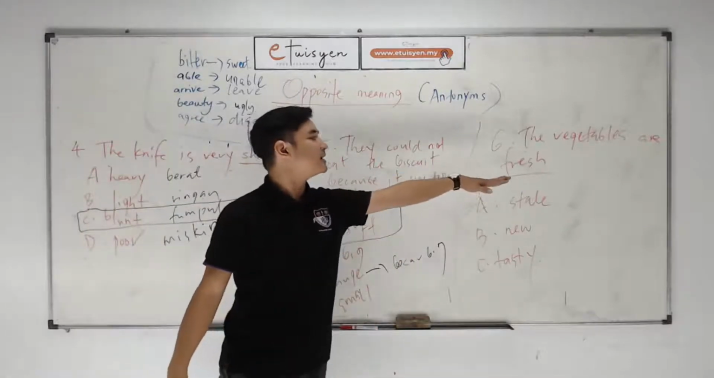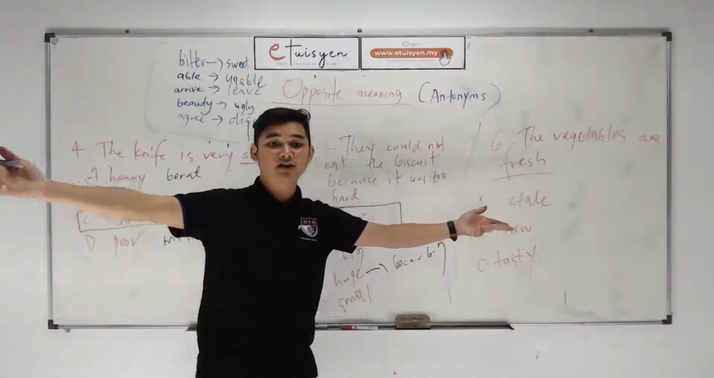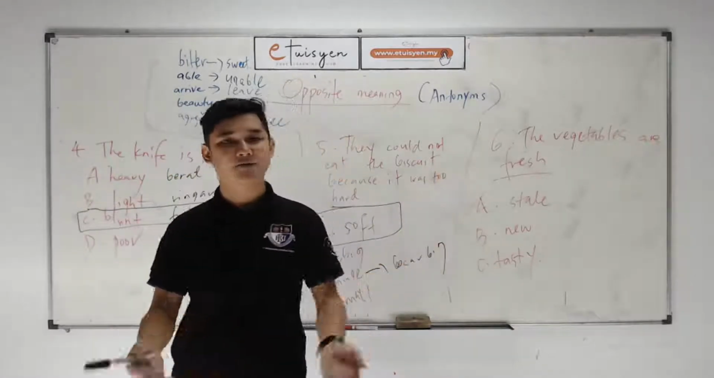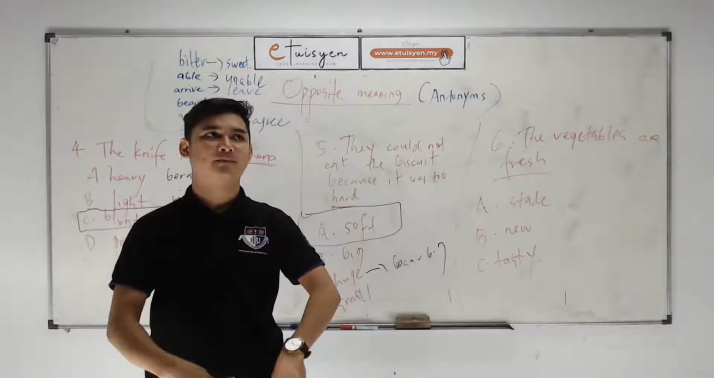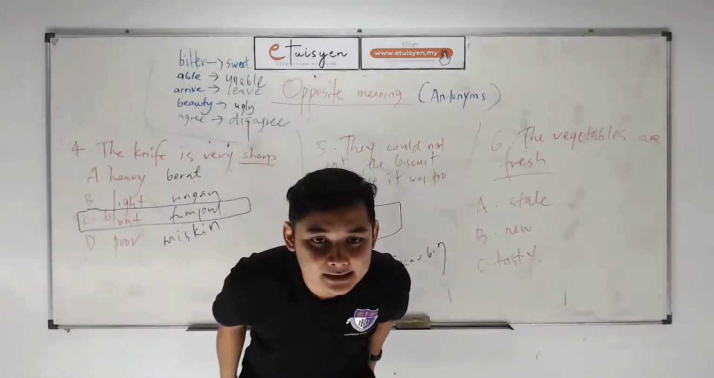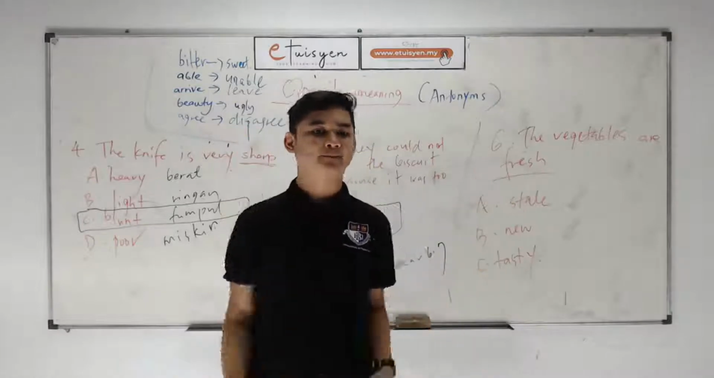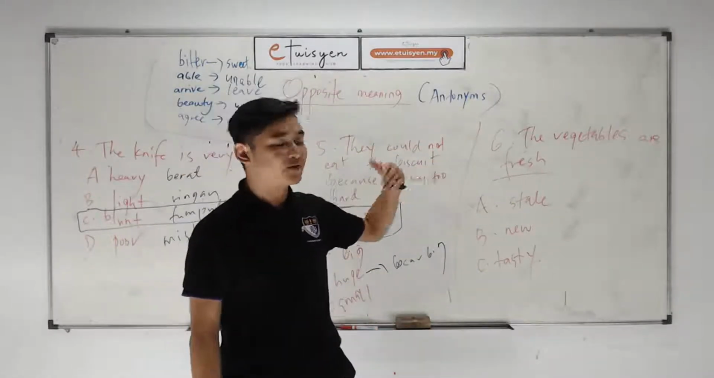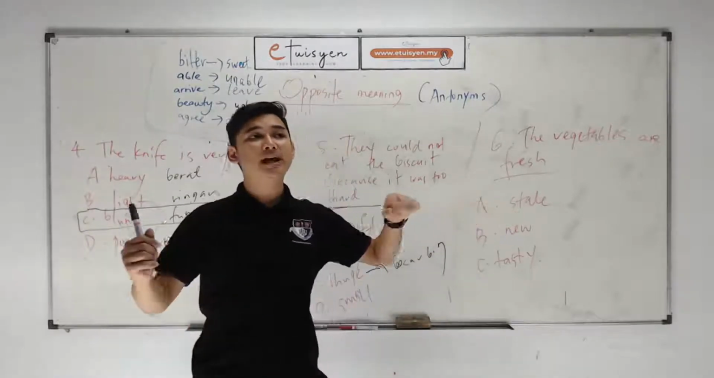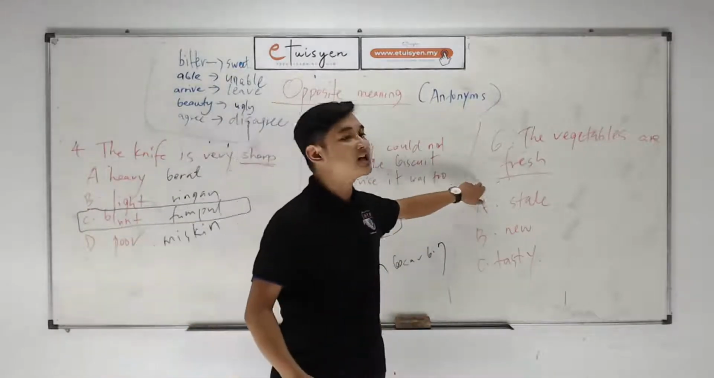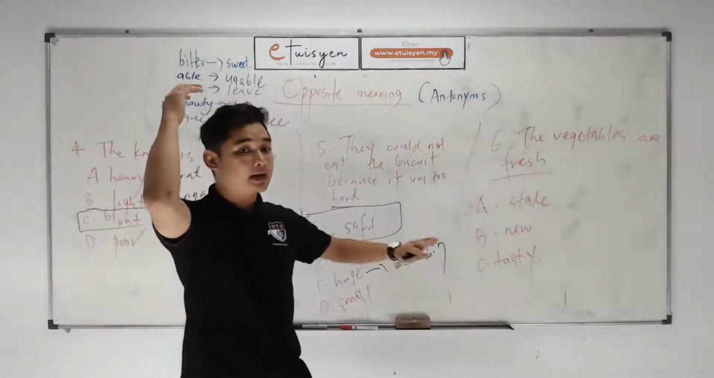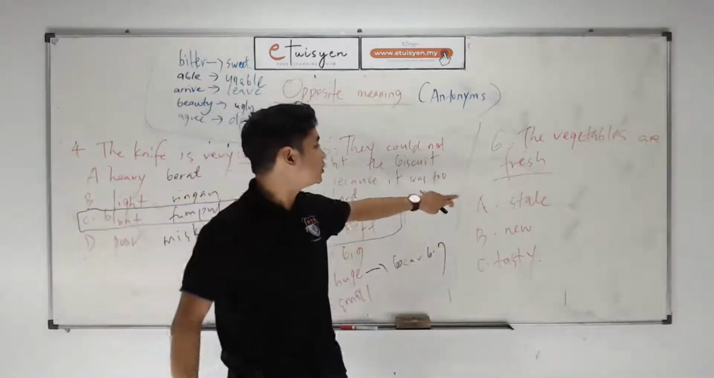Alright, the vegetables are fresh. Okay, sayur-sayur yang dijual, the vegetables are fresh. So sekarang ni, what is fresh? Fresh is segar, alright? Hi Izati. Okay, fresh. The vegetables are fresh. So the underlined word is fresh. So we have to change the fresh in opposite meaning. Kita kena tukar perkataan antonym, perkataan yang berlawanan untuk fresh.